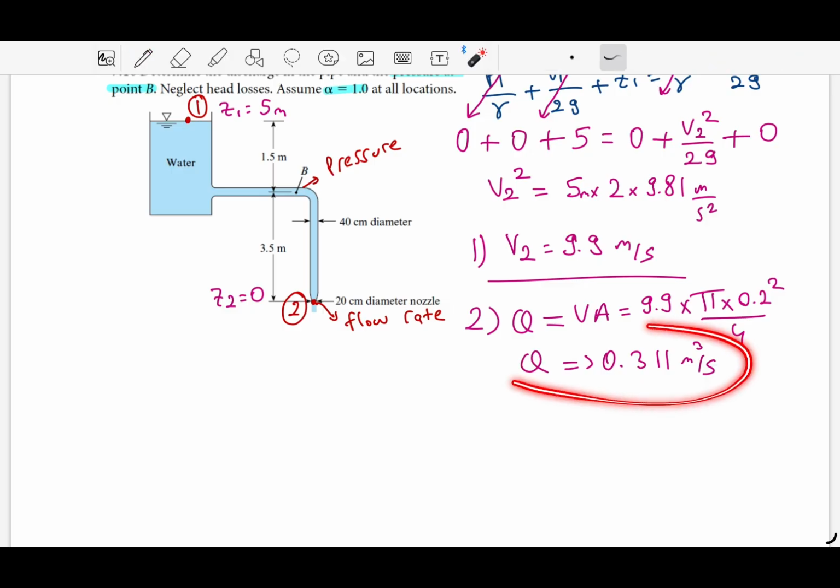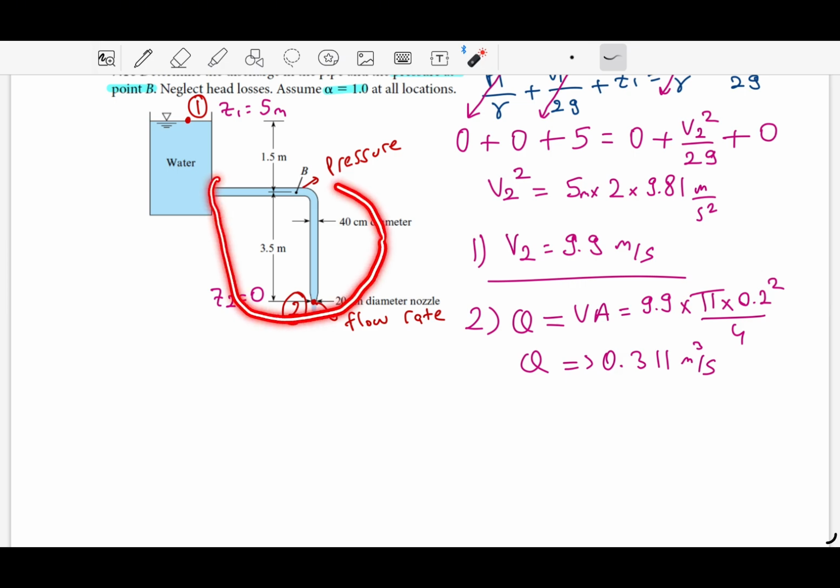So this flow rate is actually the same for this entire pipe system because there is no diameter change and there is no change in area. So we will get the same flow rate for the entire system.